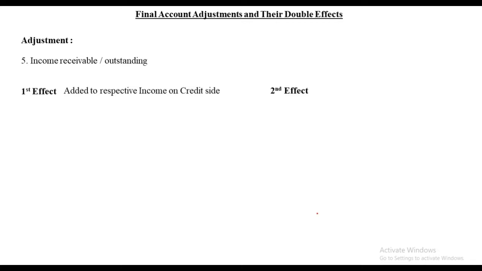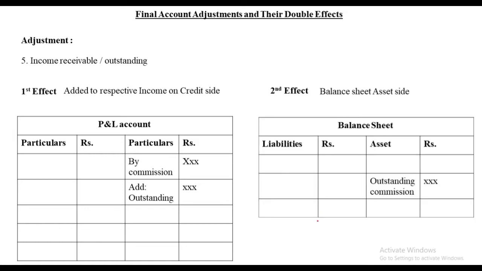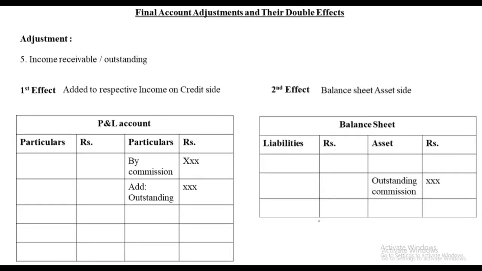And the second effect will be that all the outstanding income appears on the asset side of the balance sheet. For example, if you have an outstanding income, it would look like, by commission, add outstanding commission on the income side of your profit and loss account. And the second effect, it will be seen on the asset side, outstanding commission, only the commission value.